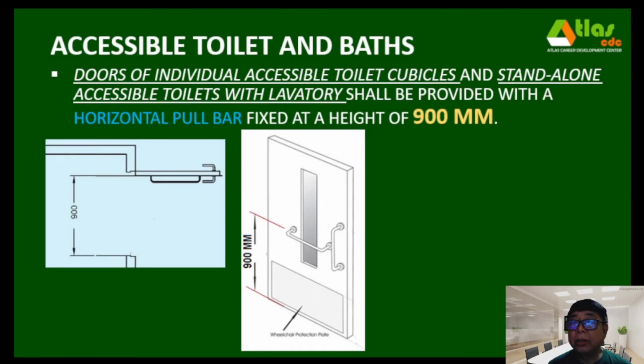Now, the doors of individual accessible toilet cubicles and standalone accessible toilets with lavatory shall be provided with a horizontal pull bar fixed at a height of 900 mm. This is the horizontal pull bar.